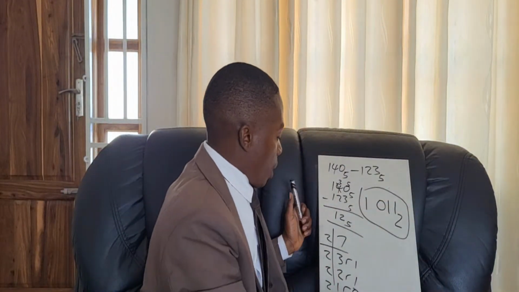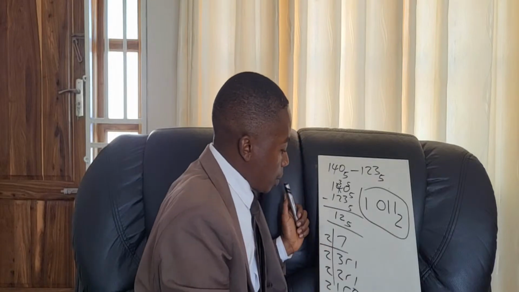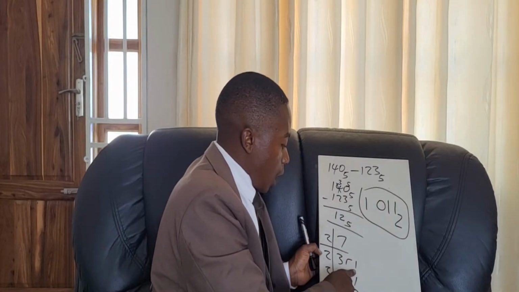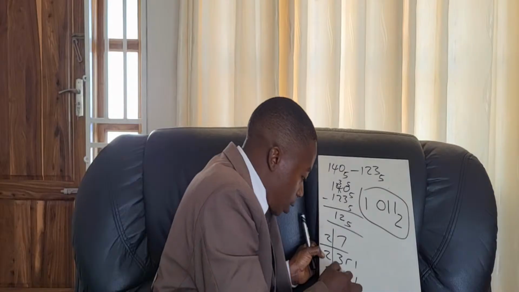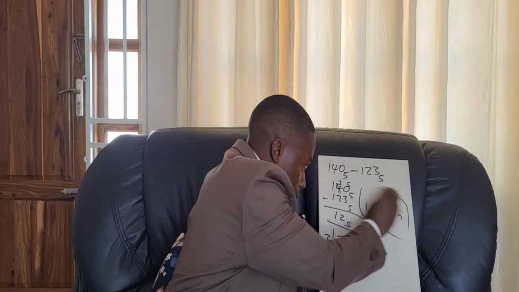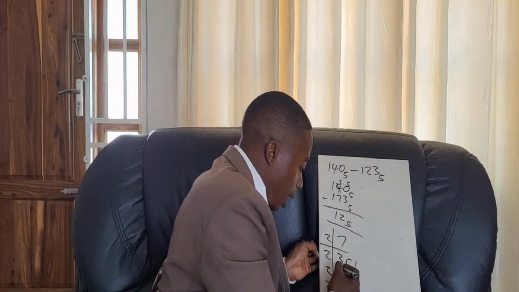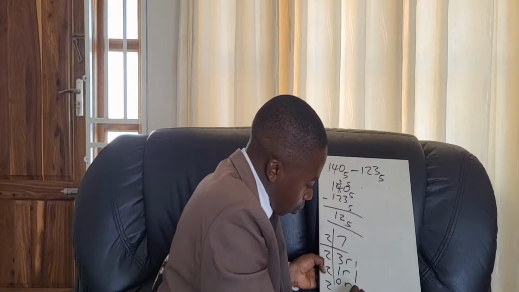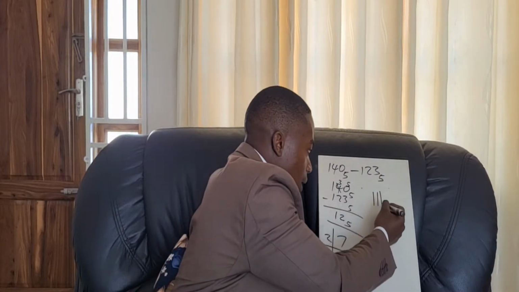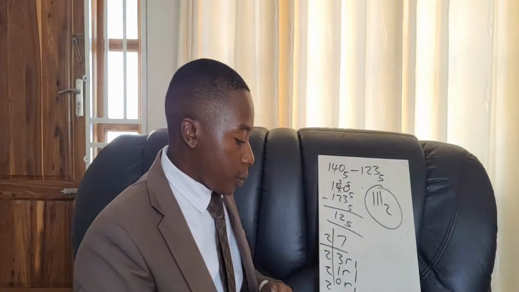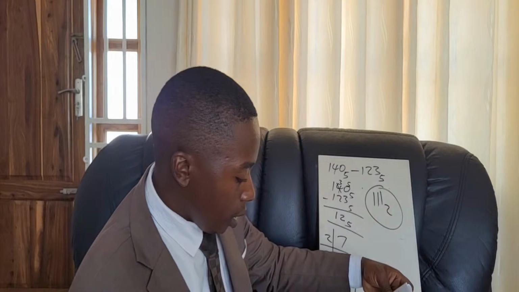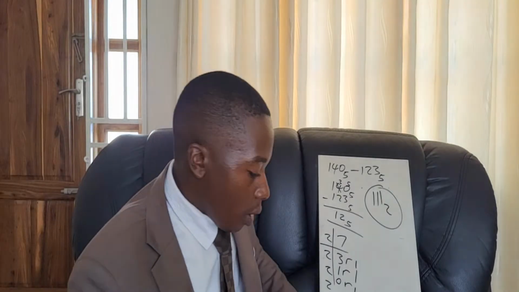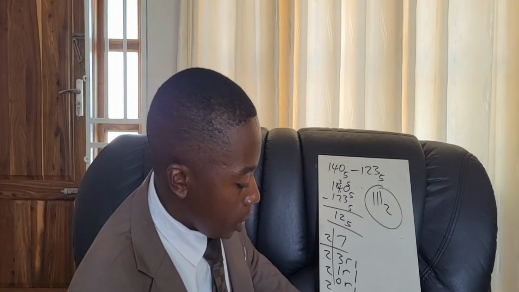2 into 7 is 3 times, remainder 1. Are we in agreement here? 2 into 3 is 1, remainder 1. Then 2 into 1 is 0, remainder 1. So our answer is 1, 1, 1 in base 2. This question is 3 marks. Triple 1, that's our answer. We're going to number 20.